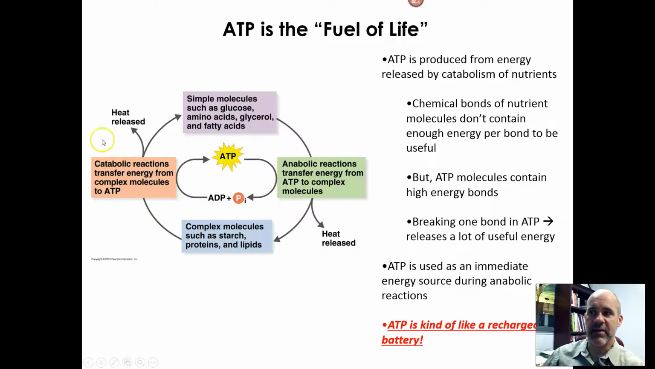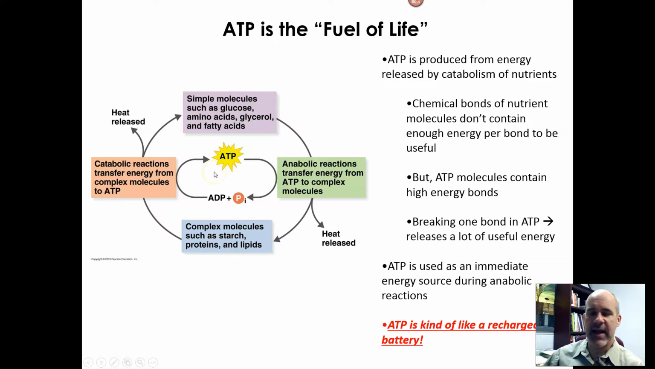The energy to cause that to happen comes from all those catabolic reactions breaking down your nutrients. Then ATP molecules can get broken back apart to release ADP and phosphate, and that gives off energy. That energy is used for the anabolic reactions that a cell needs to perform to take simpler molecules and build more complex molecules from those smaller building blocks.